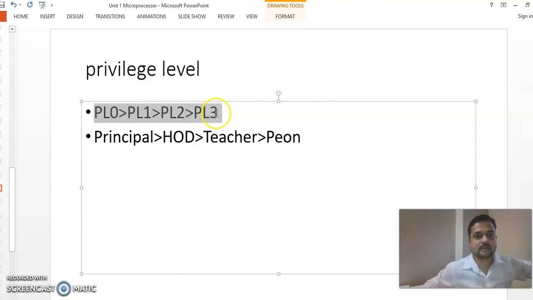Privilege level 3 has the lowest priority and is less secure. It cannot access the task, code and data of any other privilege level. So the higher level can access lower level code and data, but a lower level task cannot access higher level code and data. Privilege level 0 has the highest priority and is highly secure, and privilege level 3 has the lowest priority and is less secure.